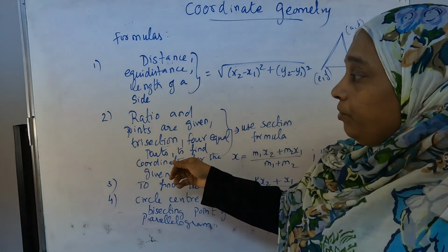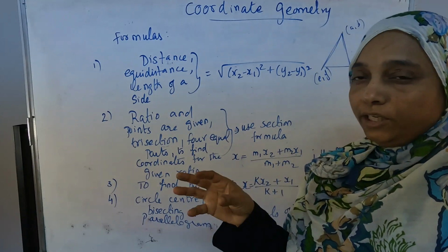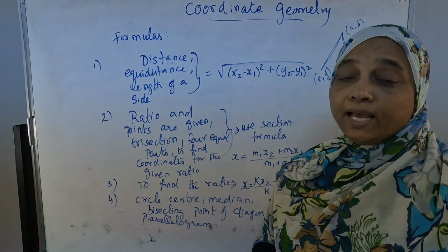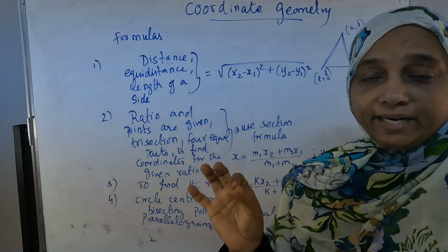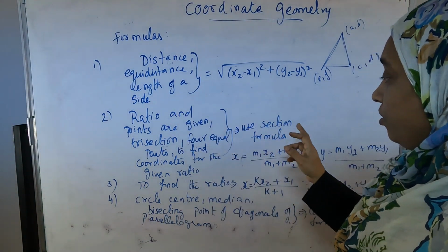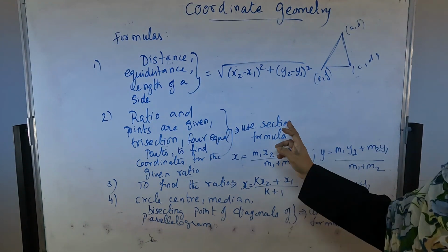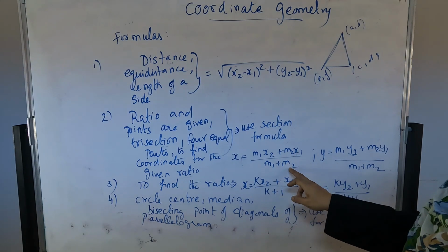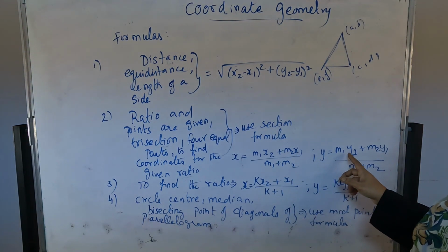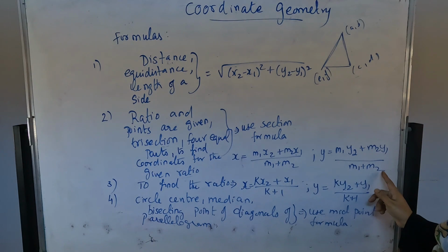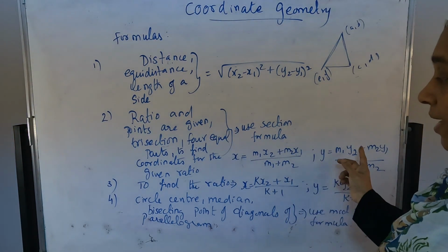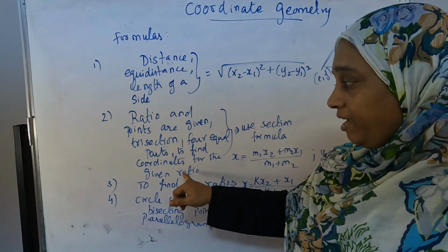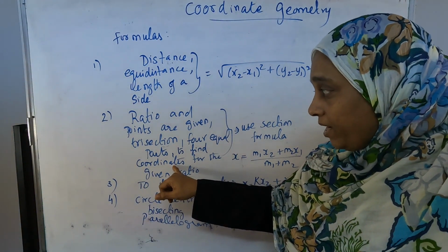Then, if a ratio is given, like 1:2, 3:2, and some points are also given to us, and they are asking to find the coordinates, that time we have to use the section formula only. Section formula is what? x is equal to (m1 x2 plus m2 x1) by (m1 plus m2), and y is equal to (m1 y2 plus m2 y1) by (m1 plus m2). When do we apply this? When they are asking to find coordinates for the given ratio.